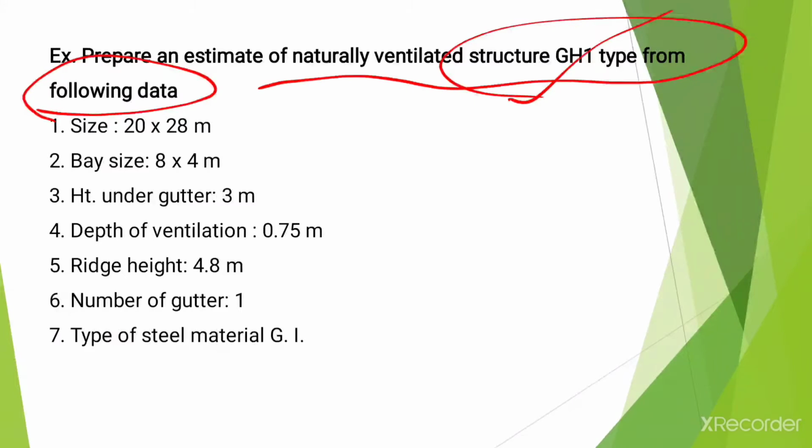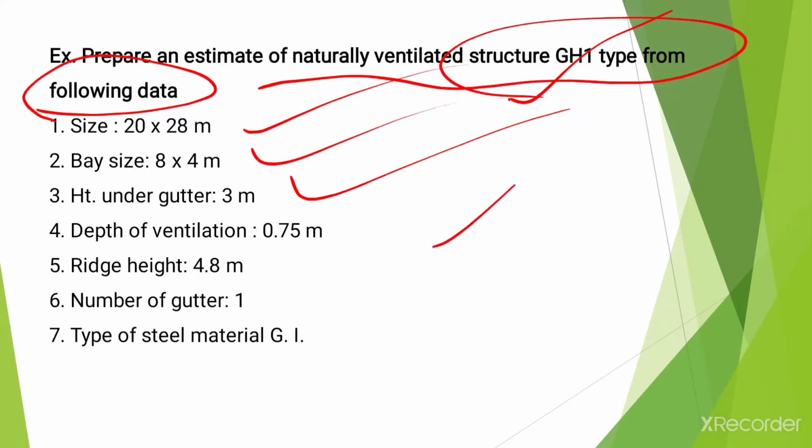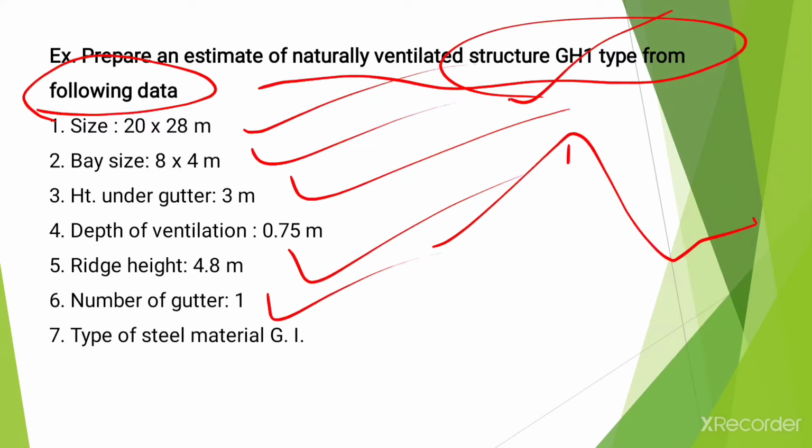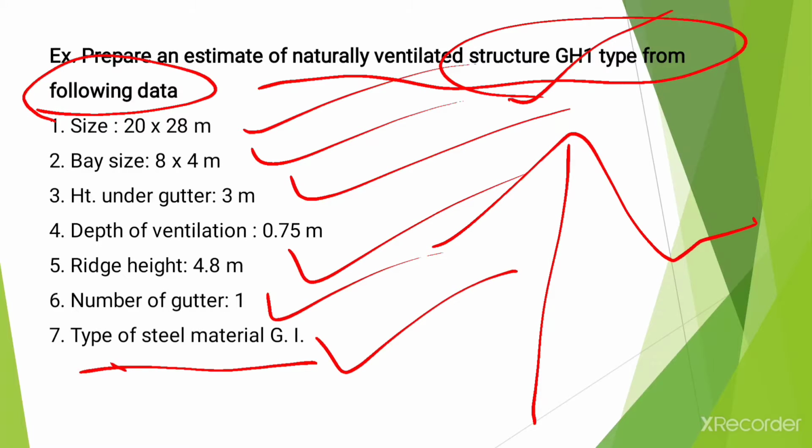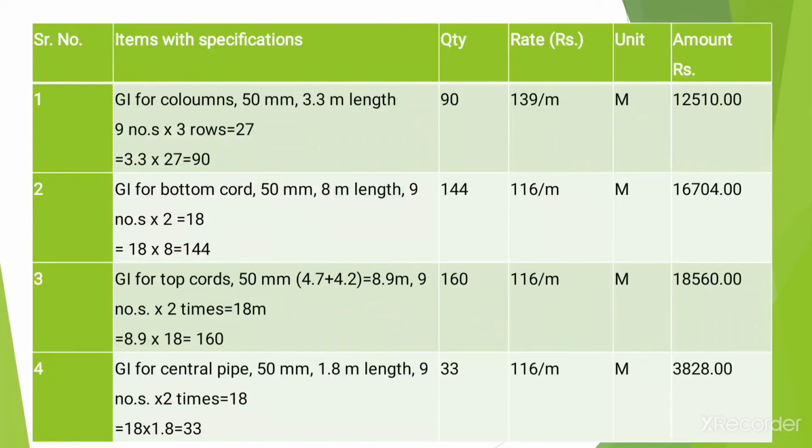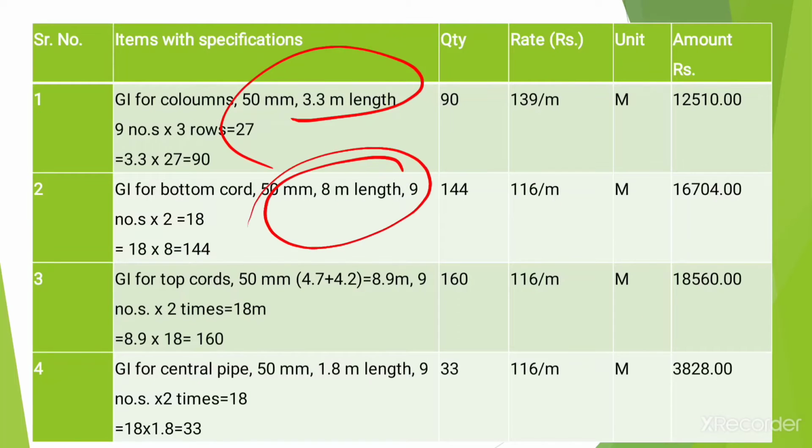Here the size is given as 20 by 28, then base size, then under gutter height, then ridge height, number of gutters, type of material, etc. But we are not going to discuss these dimensions here. We just focus on which materials, or which important points, we have to consider while determining the cost estimation of the greenhouse.